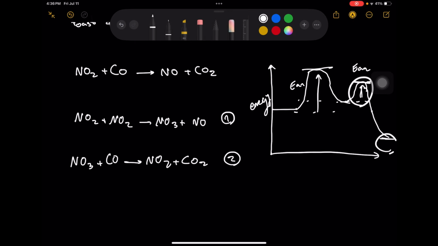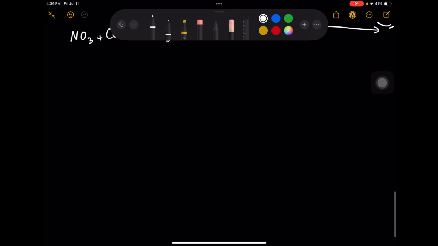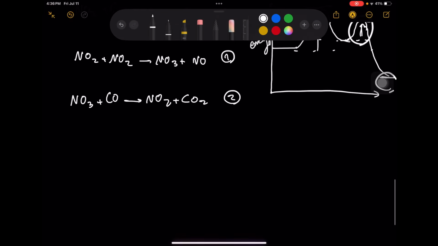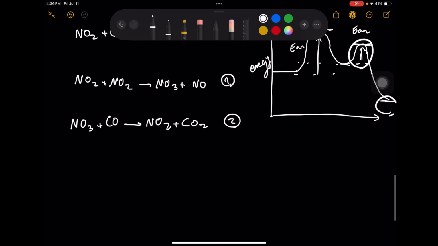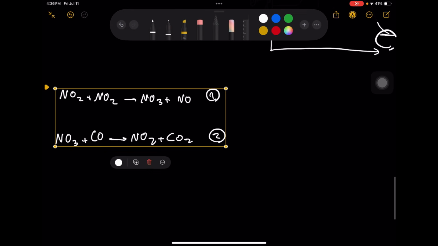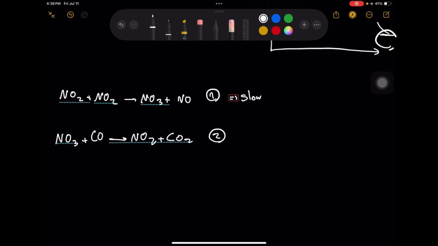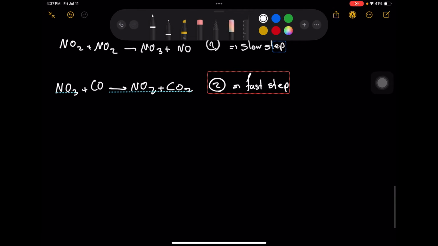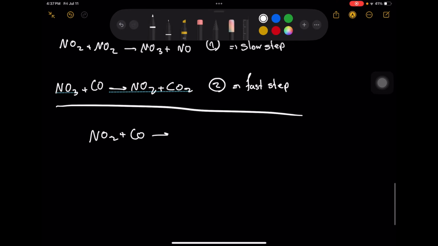If we have a multi-step reaction with an initial slow step, it would be something like the one that we put as an example. This one is slow, so I would put it down. This is our slowest step, and this one is the fastest step. And that will be our overall reaction: NO2 plus CO produces NO plus CO2.